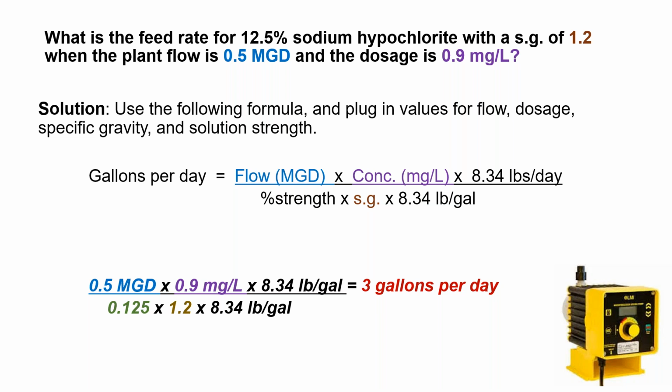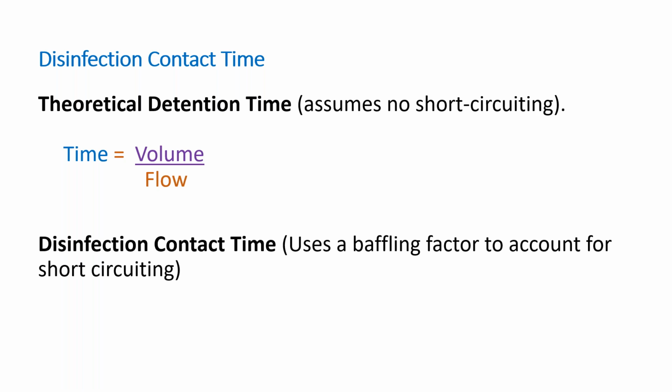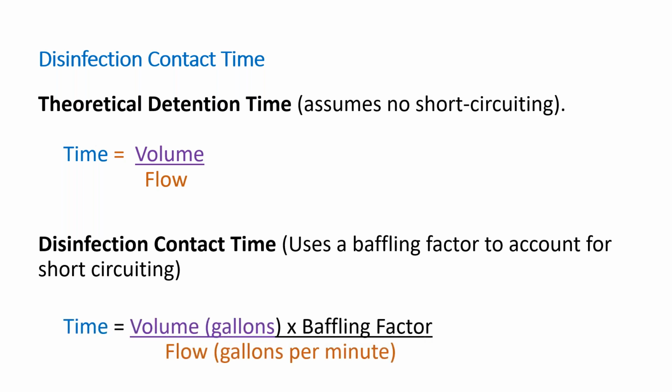Great job, everyone. Now, another thing that we need to know is how to calculate contact time. We may be familiar with theoretical detention time, which is just the volume over flow. That's theoretical because it assumes that there's no short circuiting. But for contact time, we'll use a baffling factor that accounts for short circuiting, because the tank doesn't have perfect flow unless it's a pipeline. A long, narrow diameter pipeline is considered to have perfect flow. The baffling factor would be 1 for a pipeline.